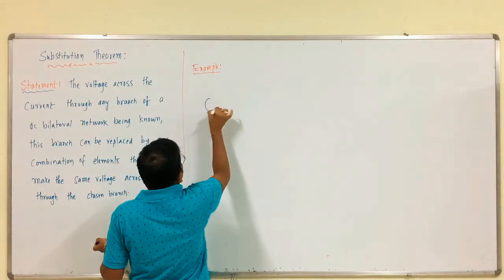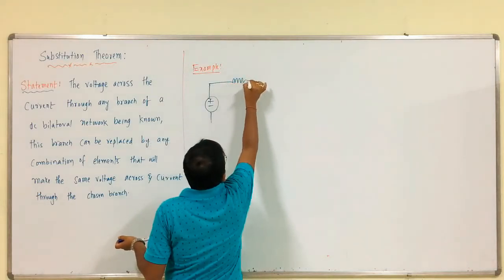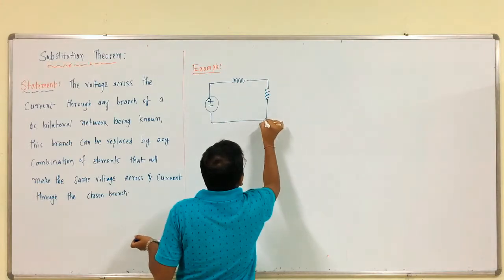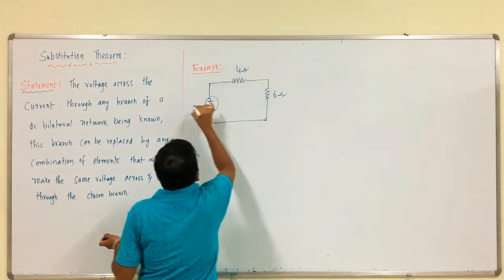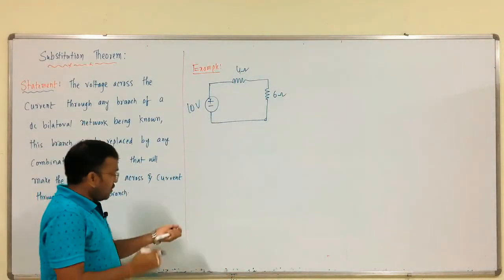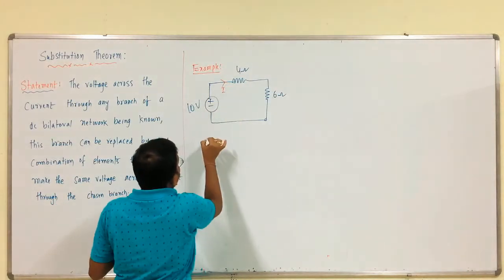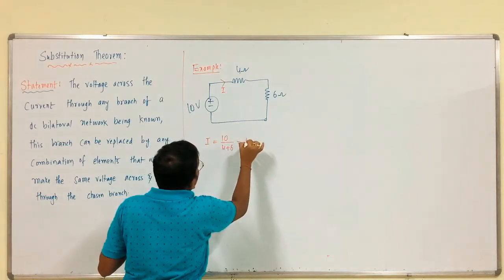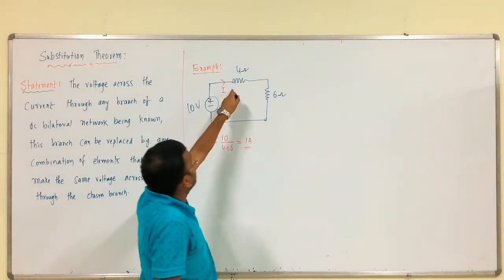consider a simple circuit. Okay, this is the circuit. For example, this is a 6 ohm branch, this is a 4 ohm branch, this is 10 volts. From this, what is the value of current? This I is equal to total voltage by total resistance, which is 1 ampere, right? So, the current through this branch is nothing but 1 ampere.